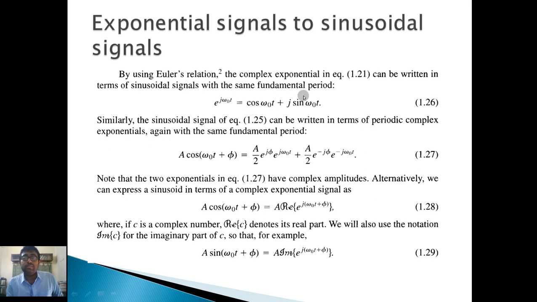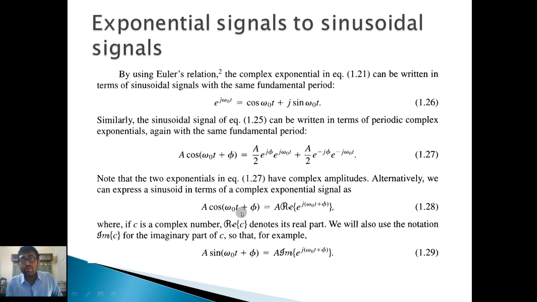Now this is the simple description. We can express this in this format. We can take this function a cos omega 0 t plus phi into this format. We can write this in this format. This is the real part and this is the imaginary part. You can see that from the equation. In this section, it has just been described.